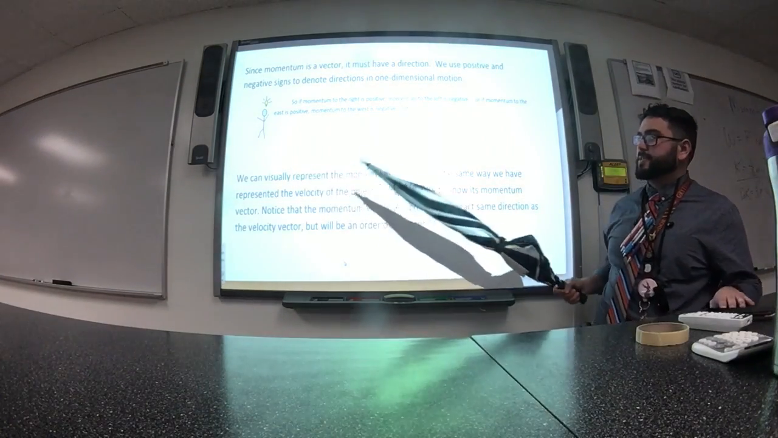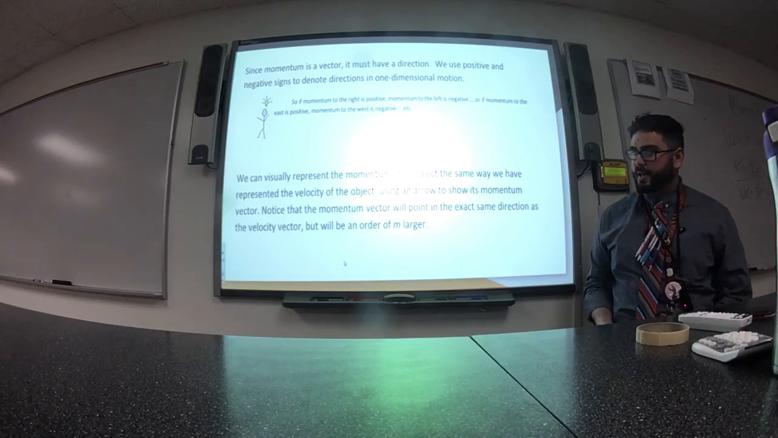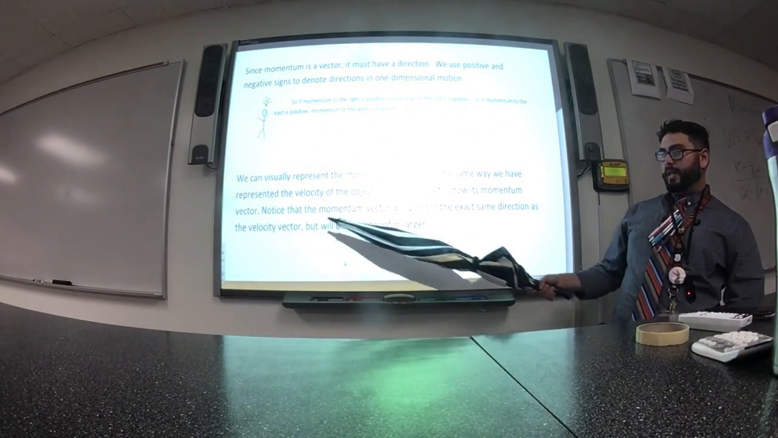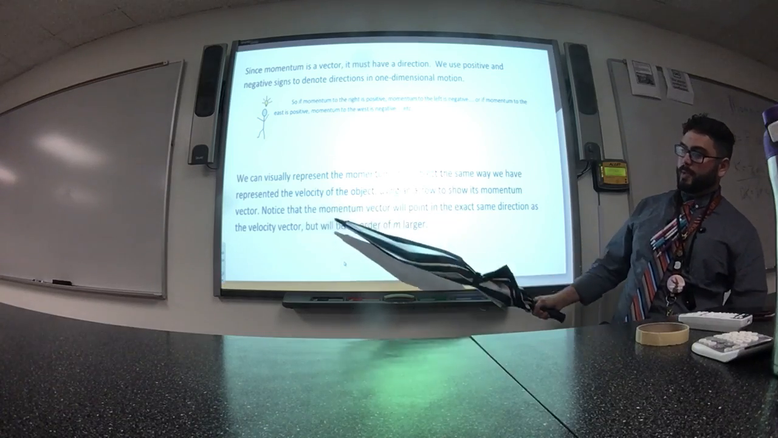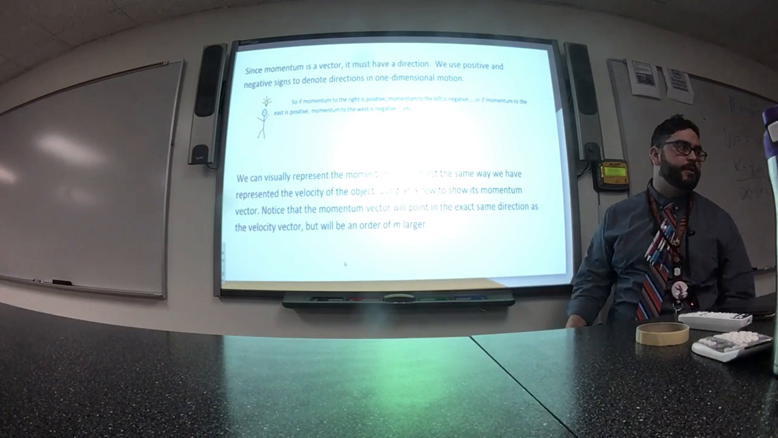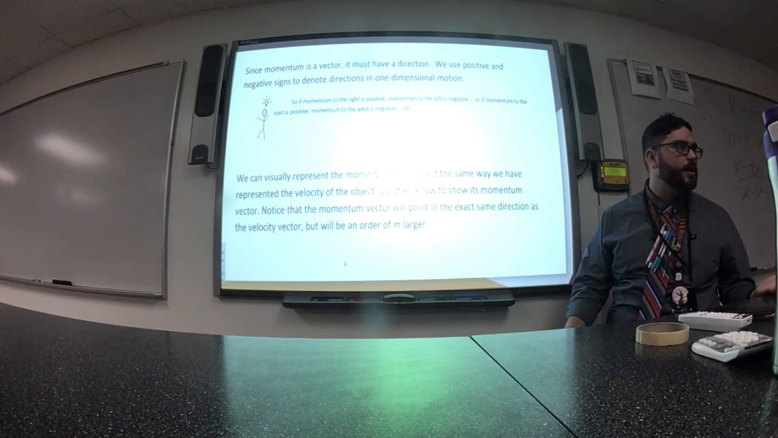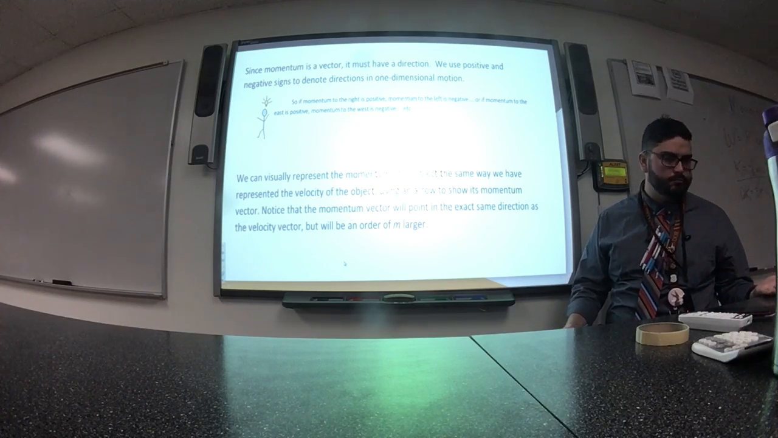We can visually represent the momentum the same way that we represented velocity, using an arrow. They'll point in the same direction, but the momentum vector is going to have a magnitude of m larger or smaller, depending on what m is.